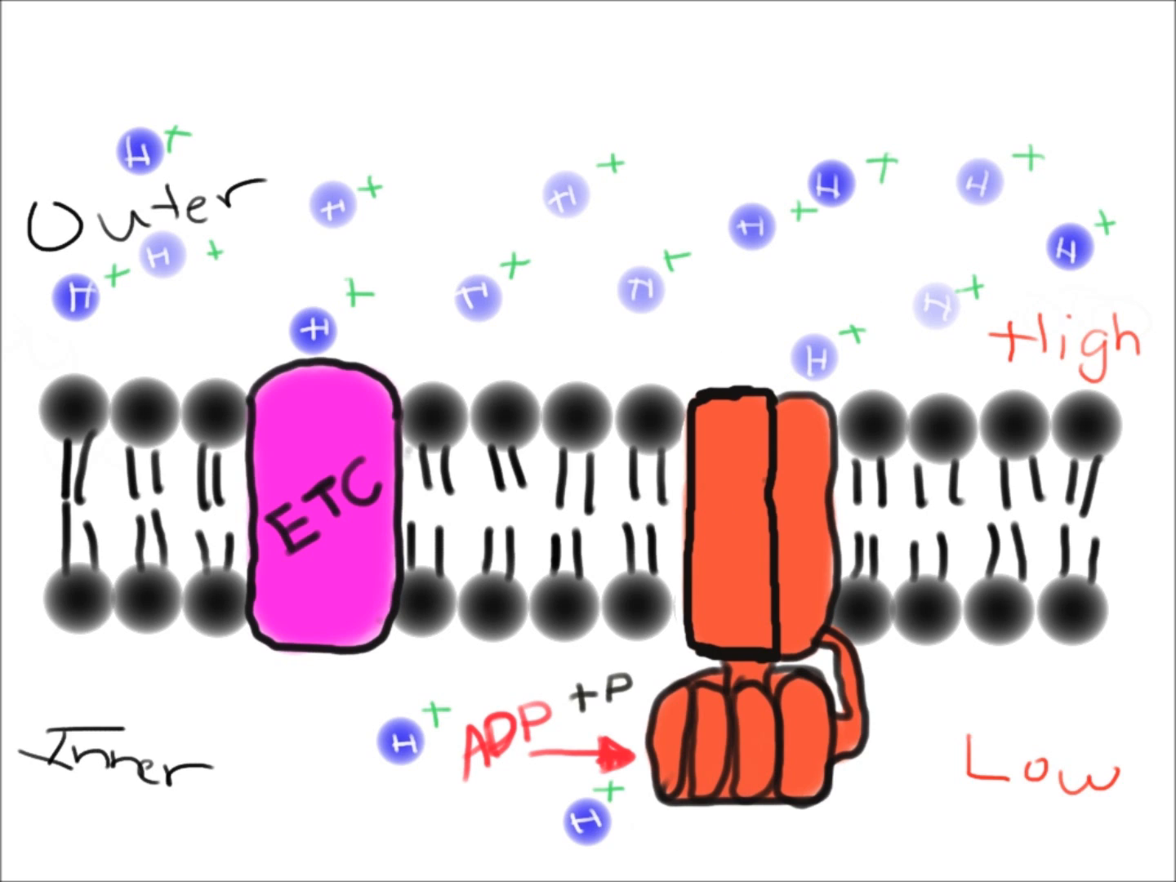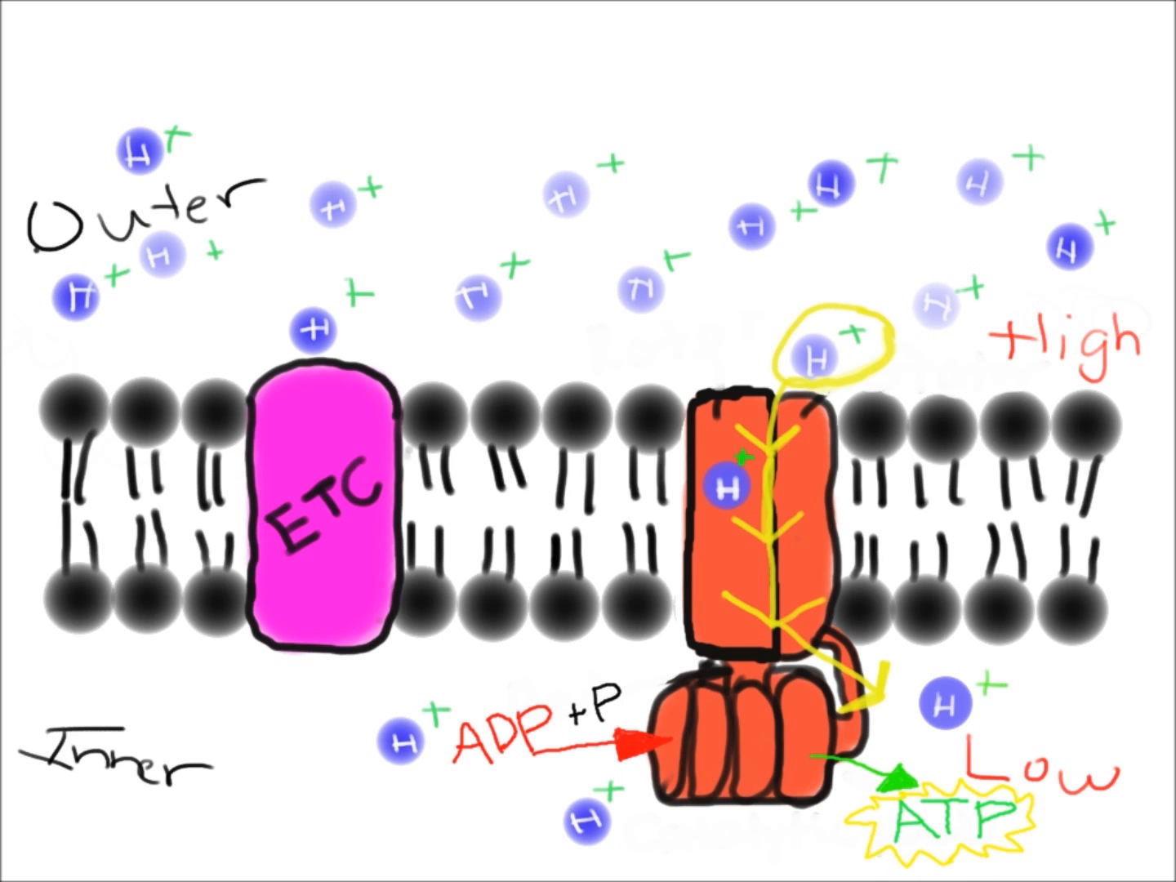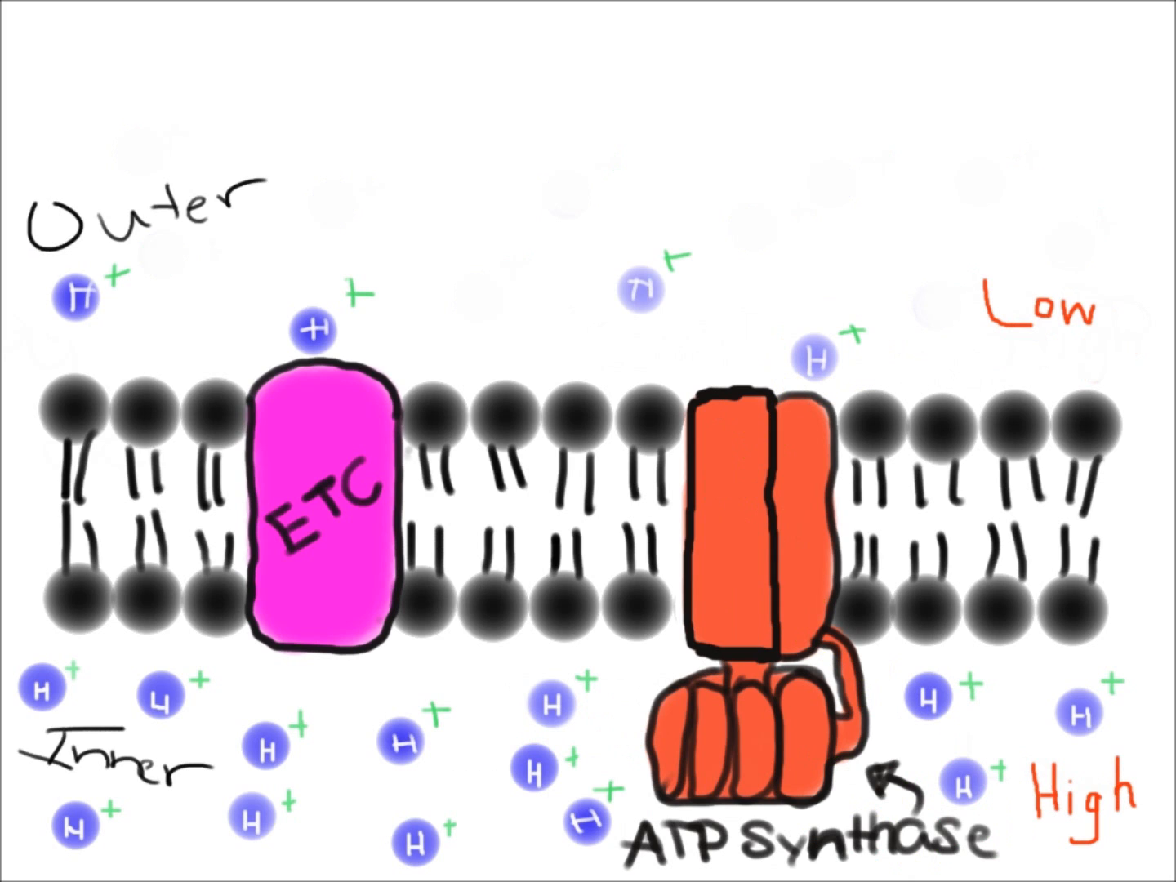This allows adenosine diphosphate to bind with a phosphate inside the catalytic knob to form adenosine triphosphate. This ATP will go on to provide energy for all cellular functions within the organism. This process is repeated until equilibrium for the hydrogen ions is obtained.